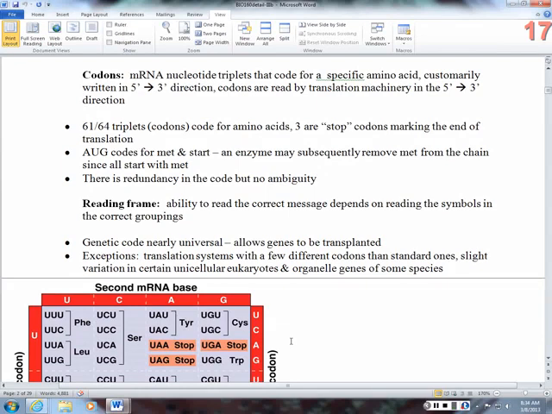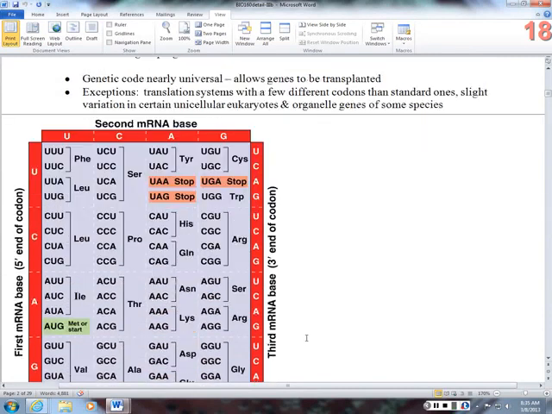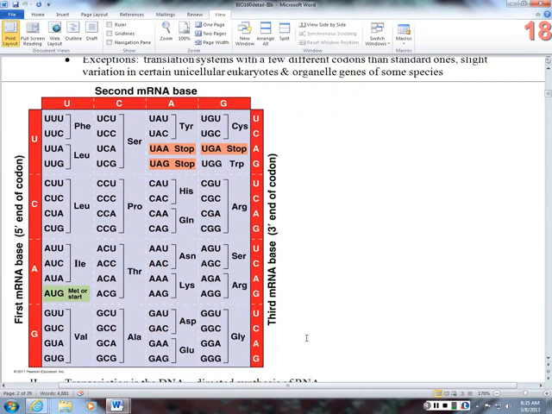There are a few little exceptions where there are these translation systems that are going to have a few different codons than standard ones. We haven't found anybody that uses anything that's entirely different yet in there. And that variation has been in some of the unicellular eukaryotes and in some of the organelles. I haven't been able to find a lot of information on the exceptions because for a long time we didn't think there was any exceptions. We've just found a couple that have a few little tweaks in the way they handle the rules.